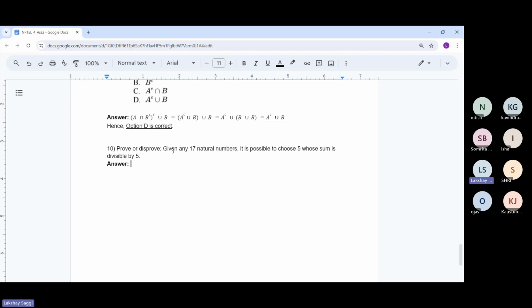So, we need to either prove or disprove this statement: that given any 17 natural numbers, it is always possible to choose 5 numbers whose sum is divisible by 5. So we are given any 17 natural numbers. We don't have control over these 17 numbers. But given any 17 such numbers, can we always choose 5 of them such that their sum becomes divisible by 5?